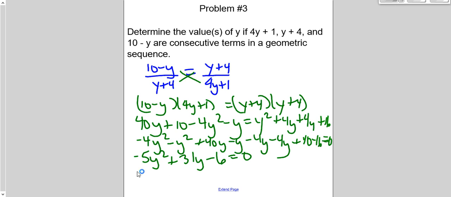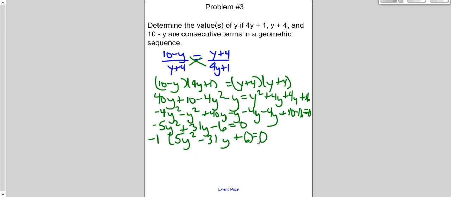All right. So I'm actually going to take out a negative 1. Makes it easier for me to figure out my numbers. If I take out a negative 1, it changes all my signs. So that becomes a positive 5y squared, negative 31y, plus 6. Okay, two numbers that multiply to 30, but add together give me negative 31, are going to be a negative 30 and a negative 1.